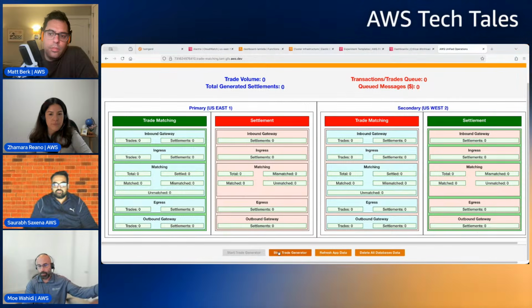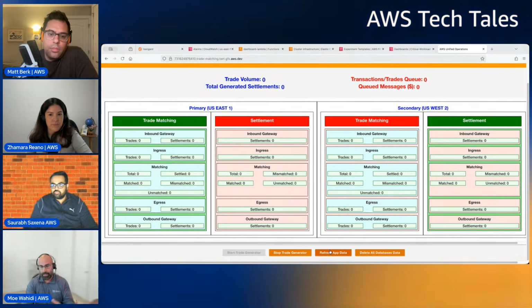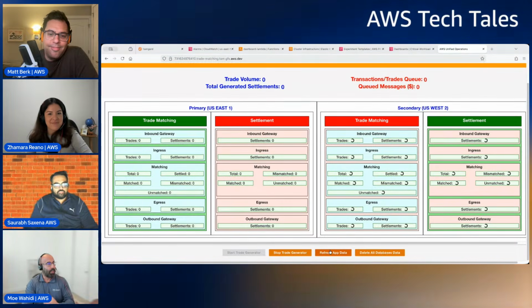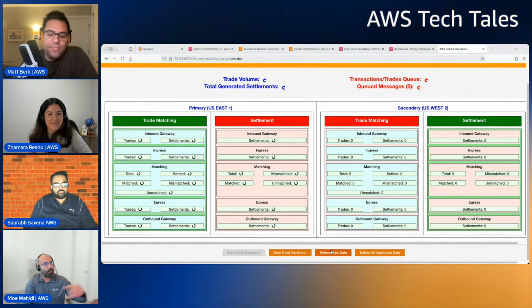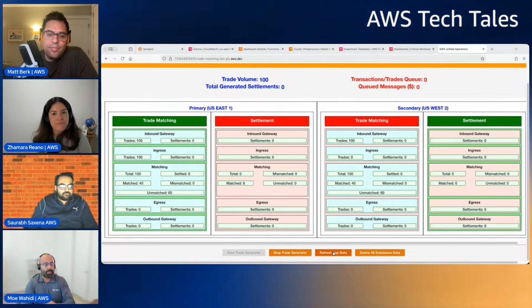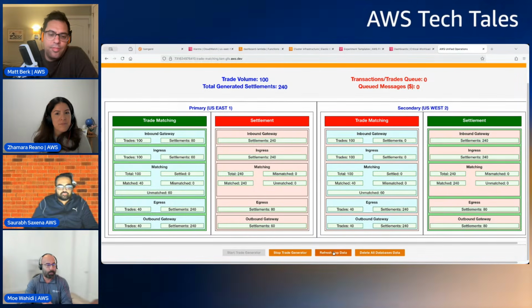So this is a dashboard that we built for the demo. We can generate trades. And you see here that we're tracking the statuses of the trades. It will take a second to refresh. But yeah, you have 100 trades here, 10 trades per second, and they're getting processed. So when everything is working fine, everything is performing as expected.